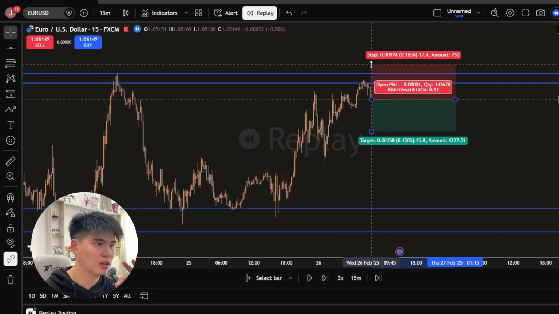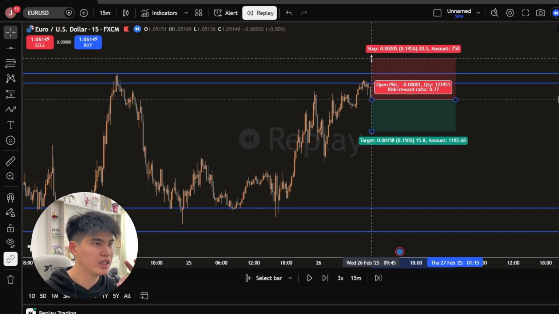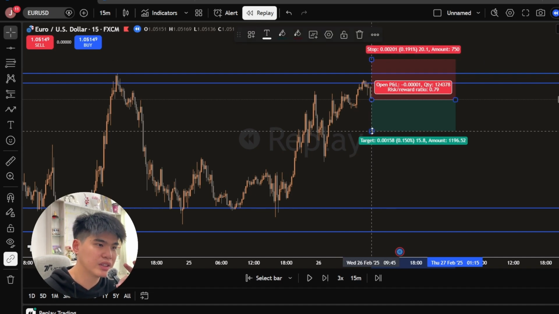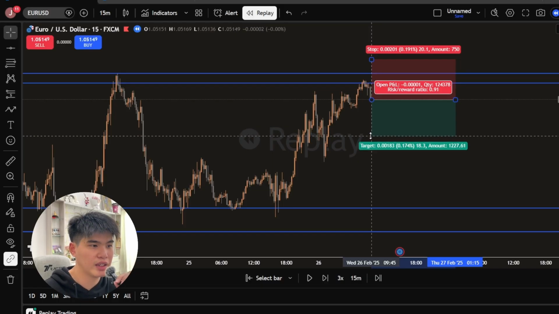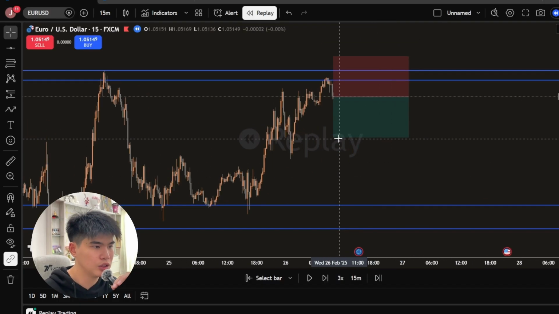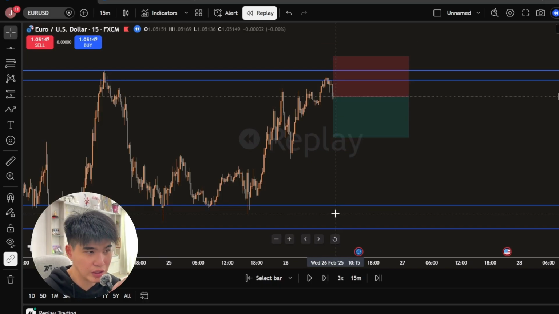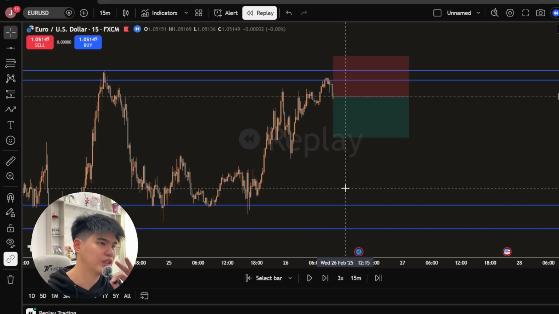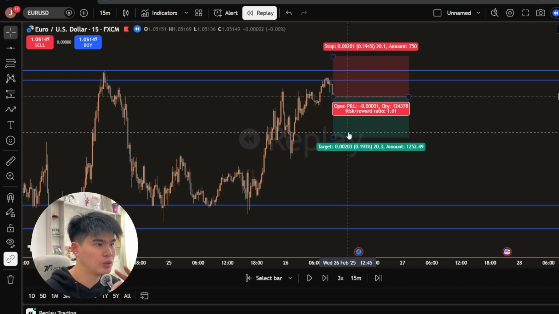I plot my stop loss slightly higher, maybe give it 20 pips. All right. And then I place my take profit at 20 pips as well. Make it a risk and reward of 1-to-1. Again, you can technically drag it further down, but it's about risk and reward and also the win rate itself. So I prefer 1-to-1, same thing.